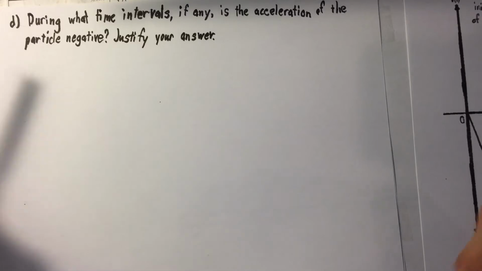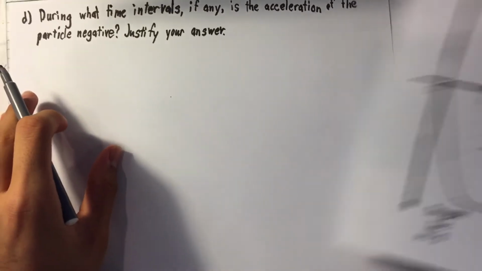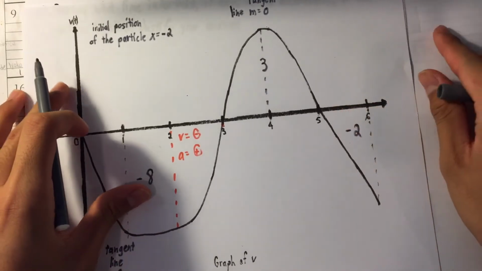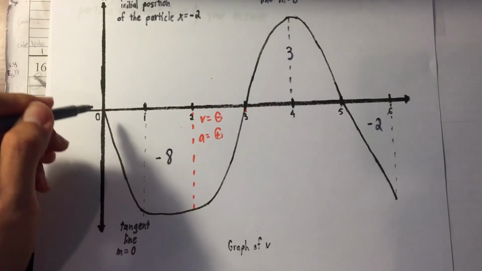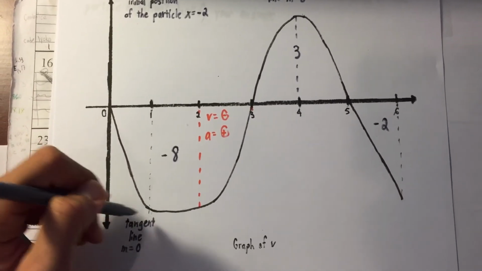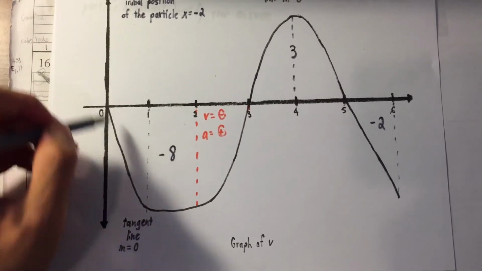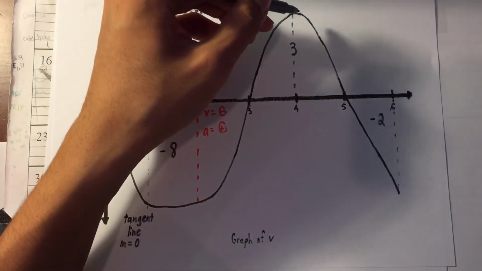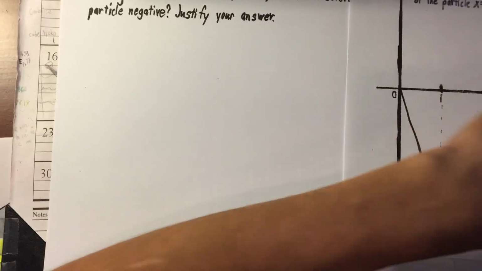Finally, we have part D. Part D asks about the acceleration, or the slope of the velocity graph. Using the same test from part C, we can look for when the slope of the graph is negative. Looking at it, we can tell that it is negative from 0 to 1, because the slope here is 0 since there's a tangent line. That's 0 here. So from 0 to 1 is a negative slope, and then from 4 to 6, it's a negative slope.